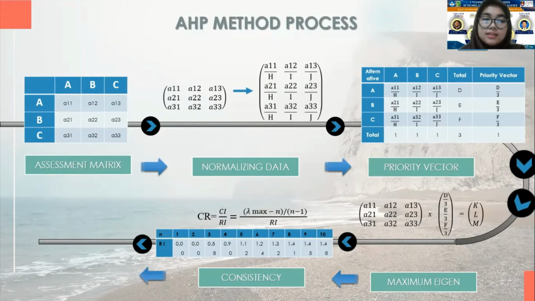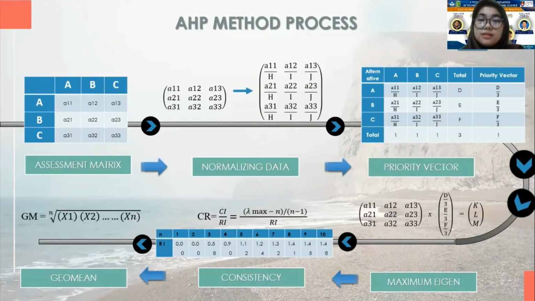And the last is geomean. After testing the consistency of the hierarchy, the next step is to combine opinions or assessments of the questionnaire that are consistent using the average, or geomean.